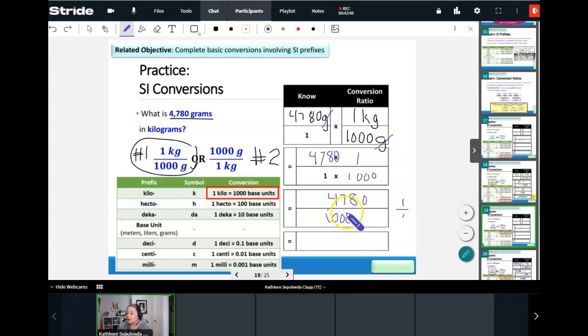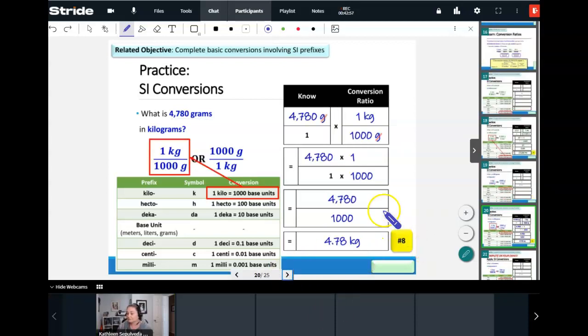All right, so now divide it again. 4,780. What do you get? 4,780 divided by 1,000. Now this answer is going to be quite different. Do you match that answer right there? Good, Peter. Yes. Some of you are probably like, Mrs. Sepulveda, you're nuts. What are you doing? I am a little bit nuts.